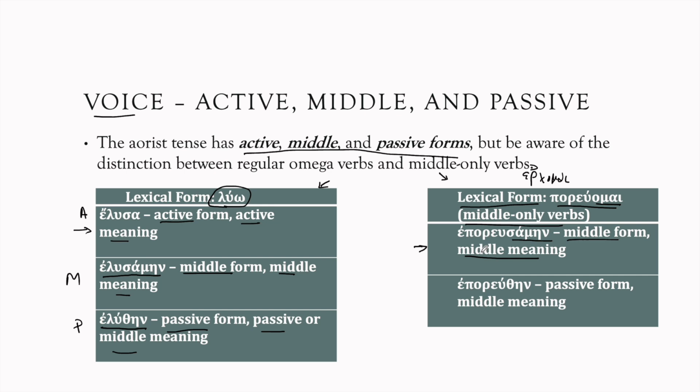I was, I go, or I went. That's probably better. I went, or I traveled. A peruthane. There's a passive form, but it too has this middle meaning of the middle only verb. So this also means I went or I traveled.